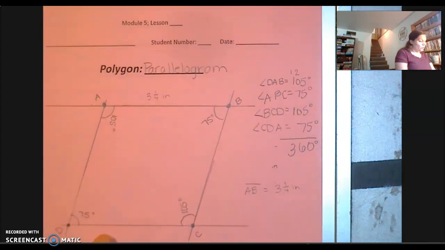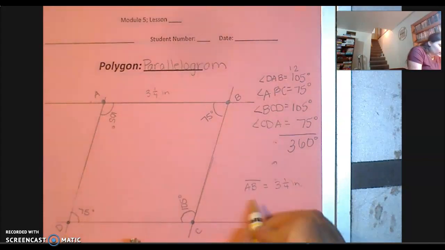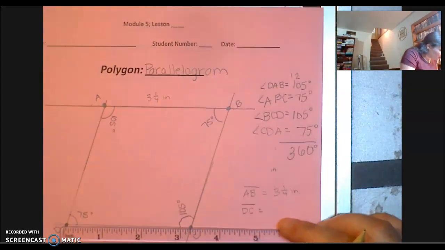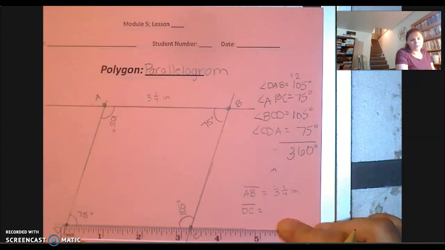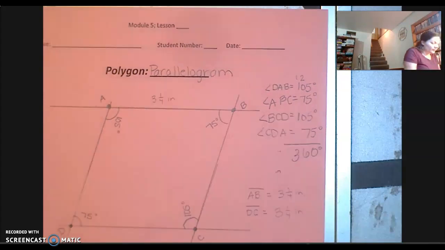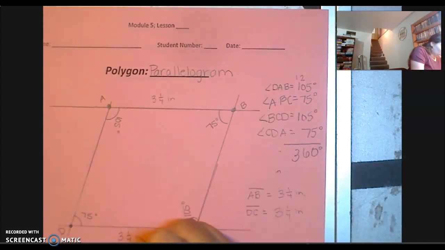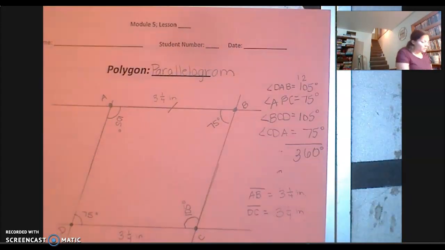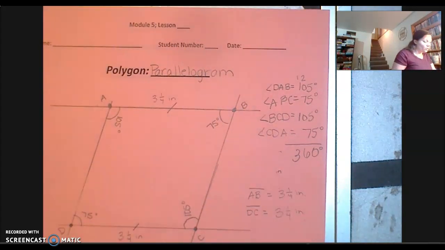Now we should know that line segment DC is equal to it because it is opposite. Line segment DC equals, we're going to measure just to check, and we can see that it is also 3 1/4 inches. And we're going to label it. And to show that these two are equal, I'm going to put one line through the top and one line through the bottom, signifying that those line segments are equal.